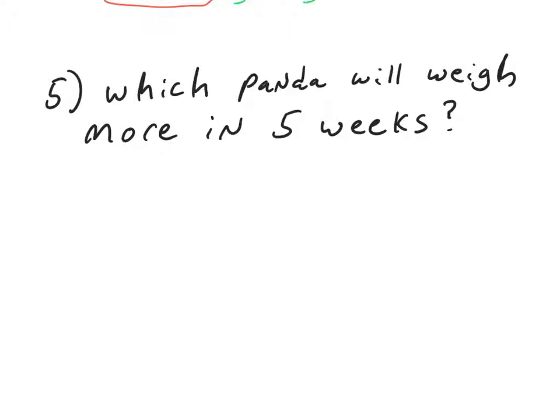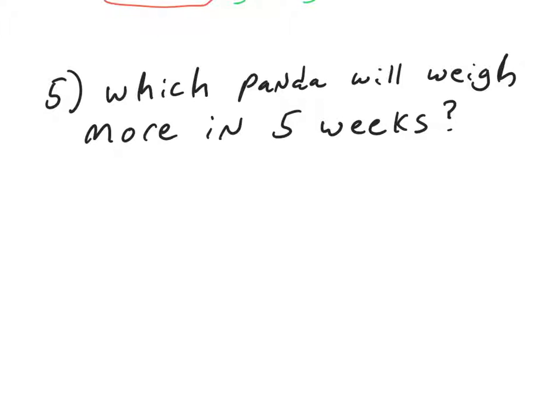Number 5 is asking which panda will weigh more in 5 weeks. And we have two different representations of the weights. First one is a table, and the second one is a line graph. And they both go up to, well, the first one only goes up to 3 weeks. The second one goes up to 4 weeks. Well, we're going to have to extend both of them to 5 weeks and see which one's going to weigh more.